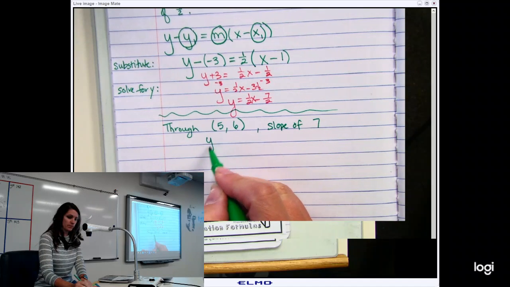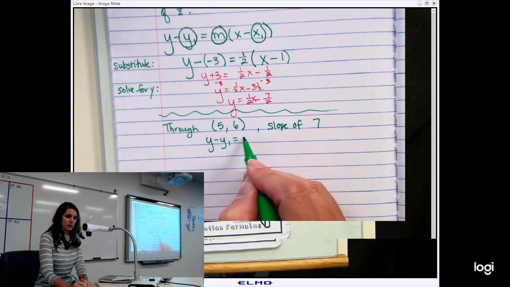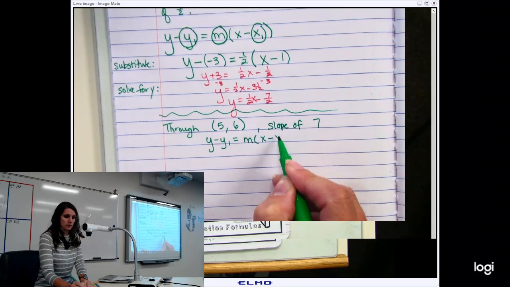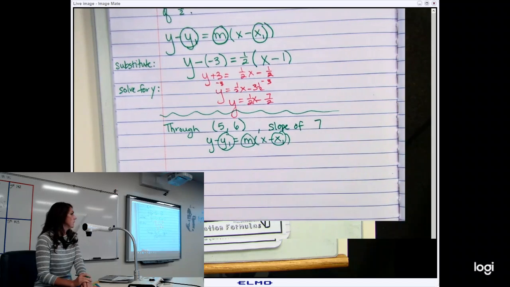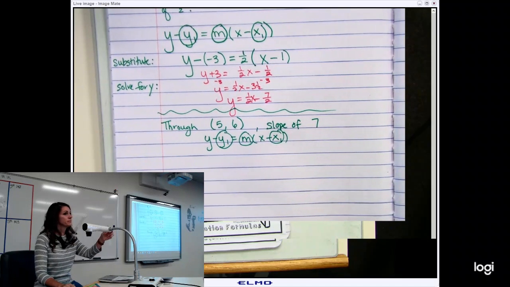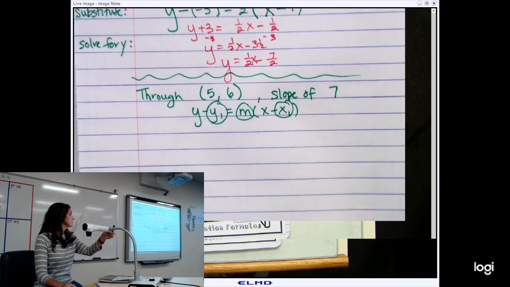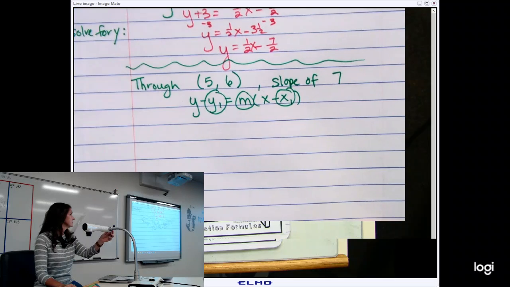Point slope form. First thing I want you to do is substitute in all of those values. And I'm going to wait for you, so you're not just copying mine. I can really read it. Do I need to move you closer? No. Well, I just can't read the red.